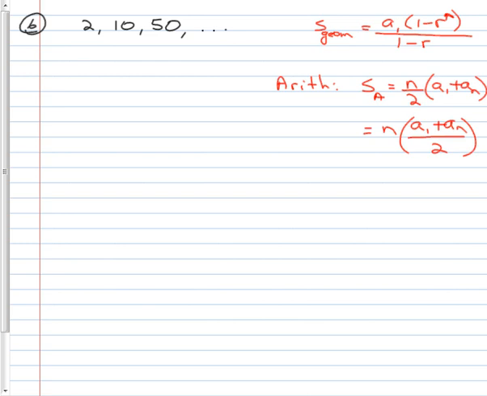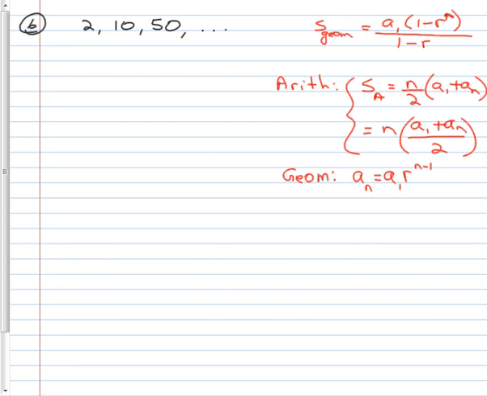Now, on a geometric, the nth term of a geometric, a sub n equals a sub 1 times r to the n minus 1 power. So there's another formula that we have. So there's the sum of the arithmetic in there, but those are the 2 geometric ones.